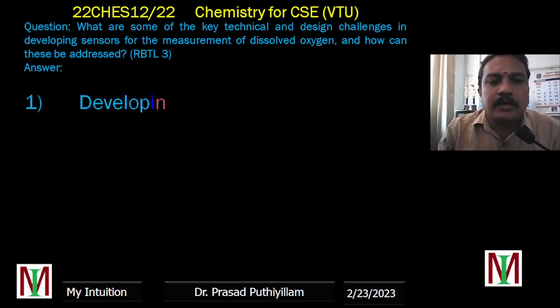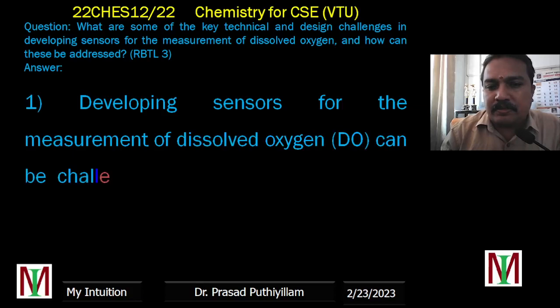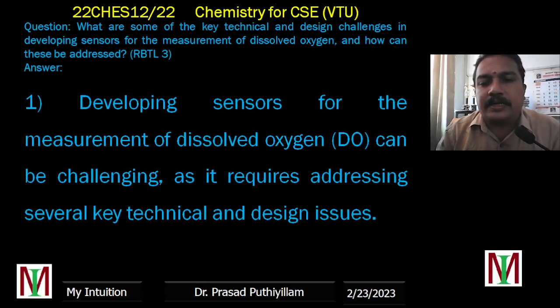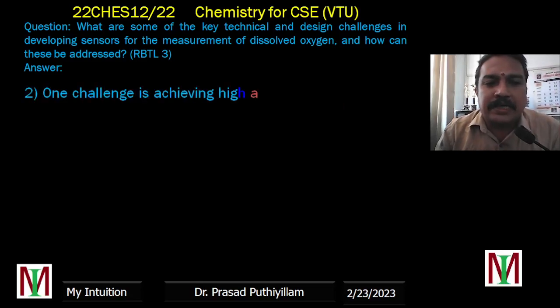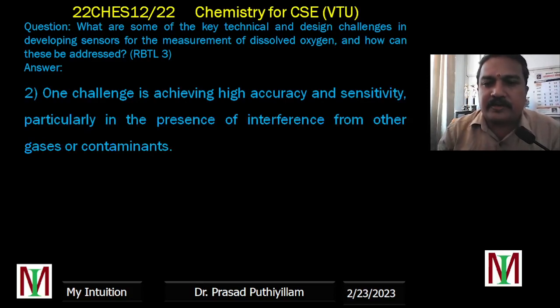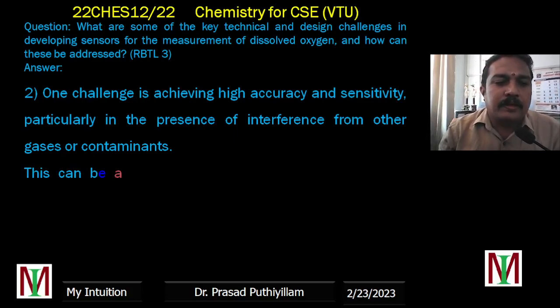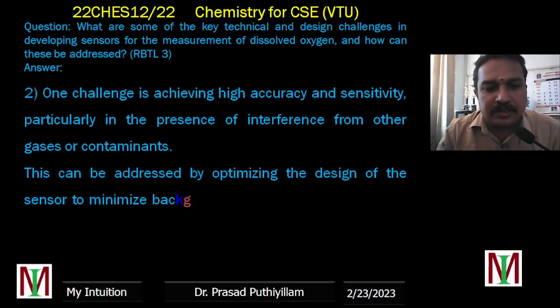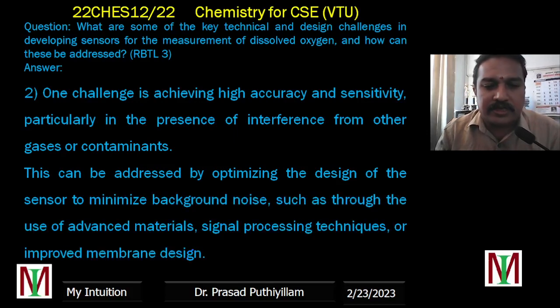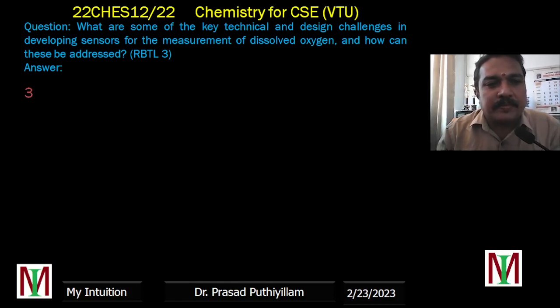Level 3 question. Answer: developing a sensor for the measurement of dissolved oxygen can be challenging as it requires addressing several key technical and design issues. One challenge is achieving high accuracy and sensitivity, particularly in the presence of interference from gases or contaminants other than oxygen. This can be addressed by optimizing the design of the sensor to minimize the background noise, such as through the use of advanced materials, signal processing techniques, or improved membrane design.